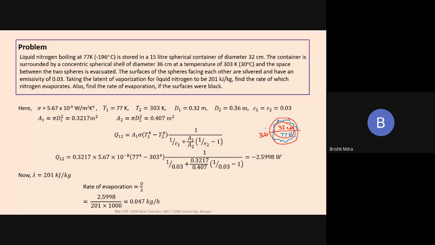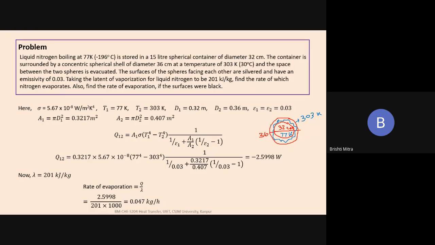A little bit of heat transfer will happen because of radiation, because that cannot be avoided. And surrounded by a spherical shell of diameter 36 centimeters, which is at a temperature of 30 degrees centigrade. So here they say that this surface is at a temperature of 303 Kelvin or 30 degrees centigrade. 303 Kelvin. The surfaces of the spheres facing each other are silvered.